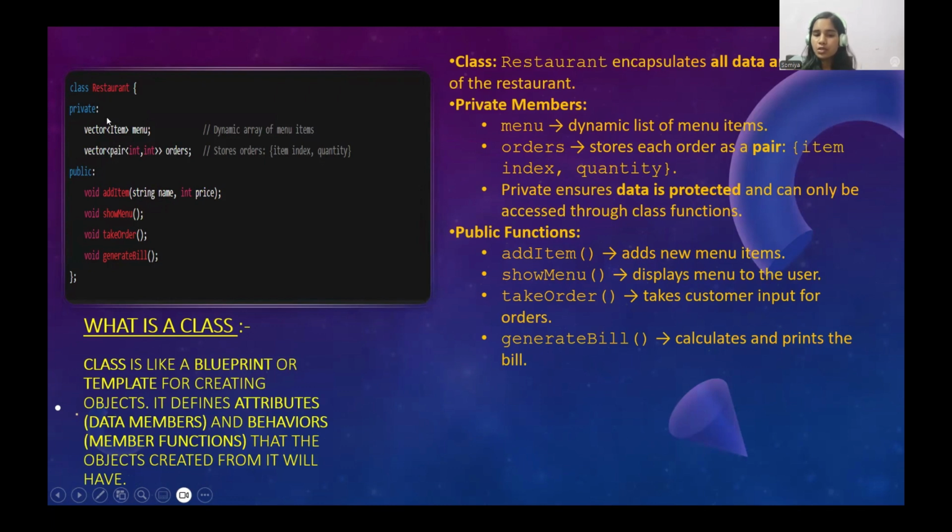We have also used a dynamic array, vector, in order to add items to the menu. So menu is a dynamic vector of menu items, and orders will be storing orders as a pair, item index and quantity. Now public functions: addItem, adding new menu items; showMenu, displaying the menu to the user; takeOrder, taking the customer order; and generateBill, calculating and printing the bill.